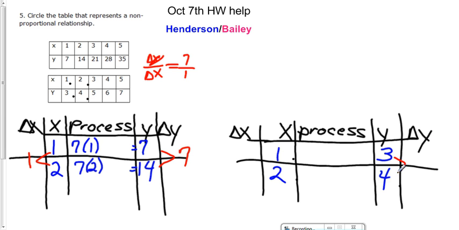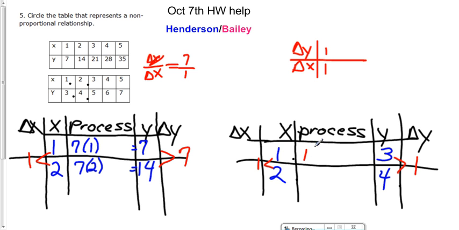3 to 4, so the increase of y is 1. And 1 to 2, it increased 1. Delta y over delta x. So your change in y is 1. Your change in x is 1. 1 divided by 1 is 1. So basically, there is no coefficient. It's just 1. It's whatever your x is. Anything times 1 is itself.